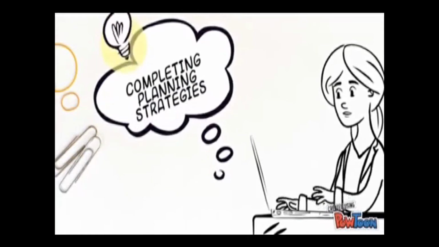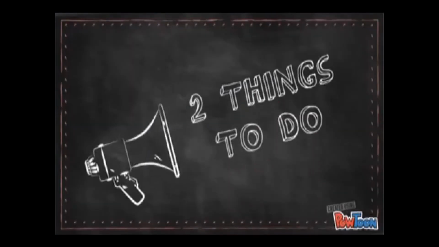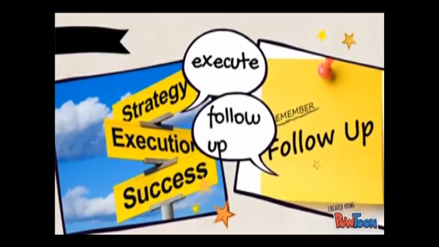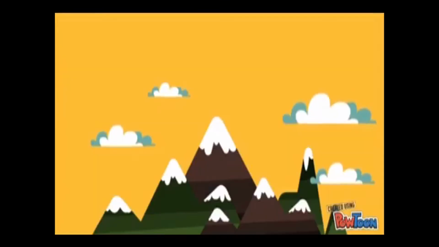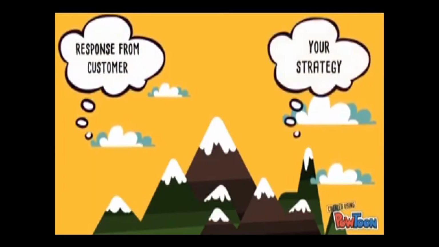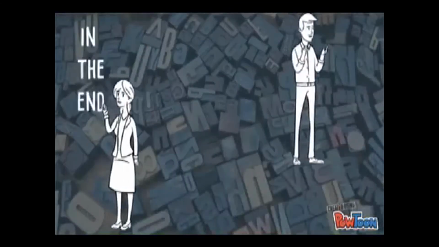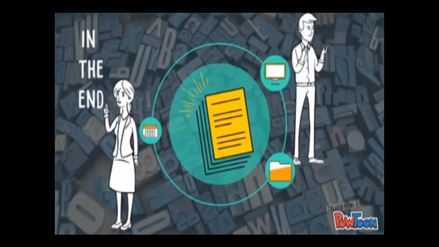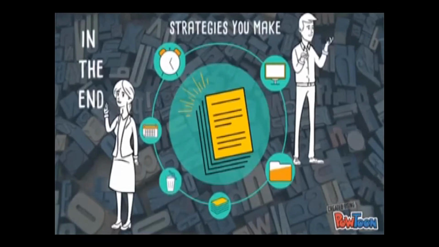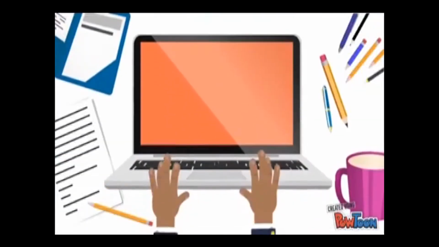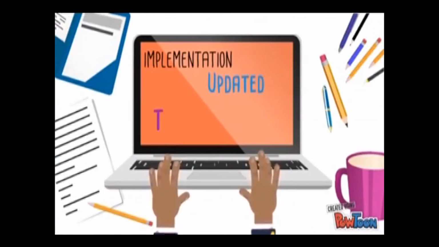After completing planning your strategies, there are only two things to do, which are execute and follow up. Execute the strategies which you think are the best and follow up on what you have been doing so that you can get a response from customers to know whether your strategies are successful or not. In the end, whatever strategies you make, your competitors are going to respond. Thus, competitor analysis needs implementation and updates from time to time.